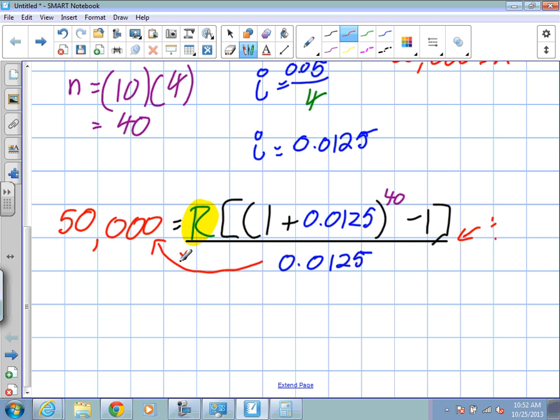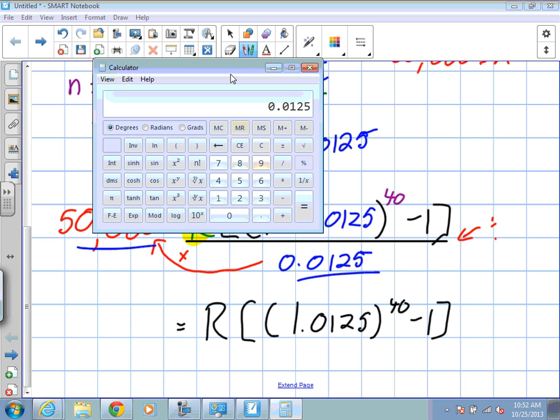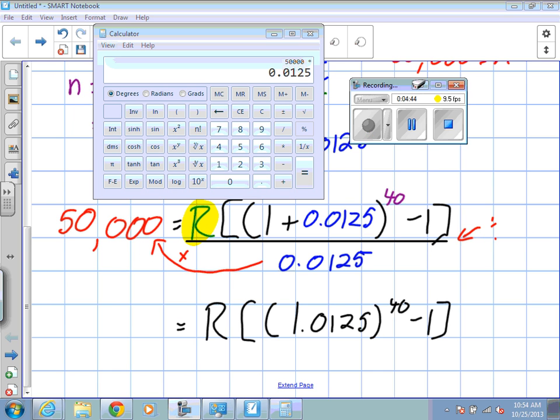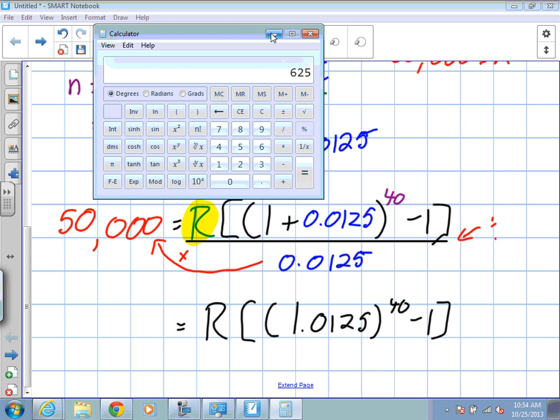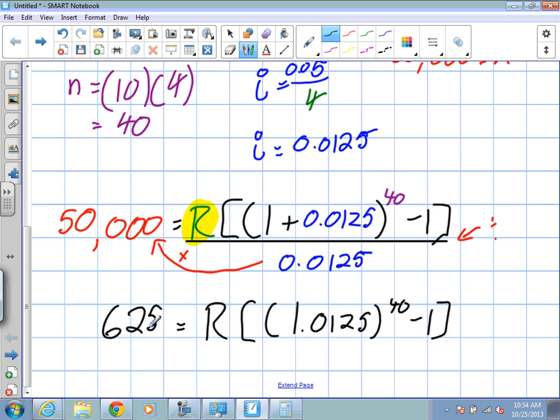0.0125, and we'll multiply by this. The right side of the equation will still read R times 1.0125 to the power of 40 minus 1. On the left side, we're taking 50,000 and multiplying it by this decimal. So we took our 50,000 and multiplied it by the decimal. Becomes 625. We get 625 on the left side.